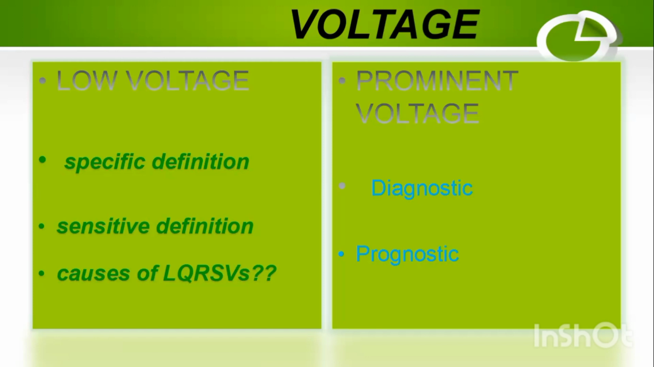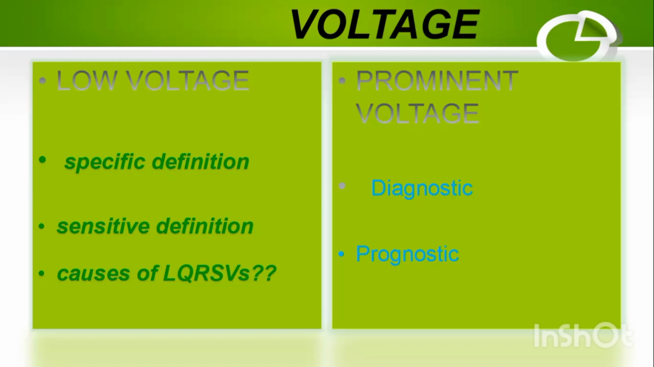In the sensitive definition, lead 1 plus lead 2 plus lead 3, the summation of voltages of these leads must be less than 3 large squares, and the summation of voltage of lead V1 and lead V2 and lead V3 must be less than 6 large squares. It's a sensitive definition.